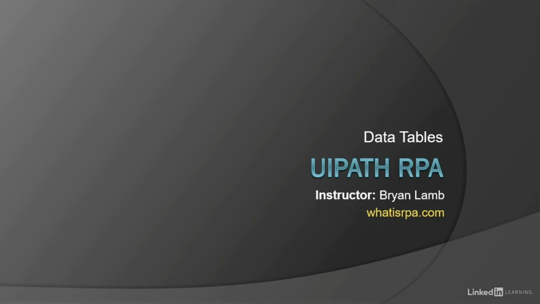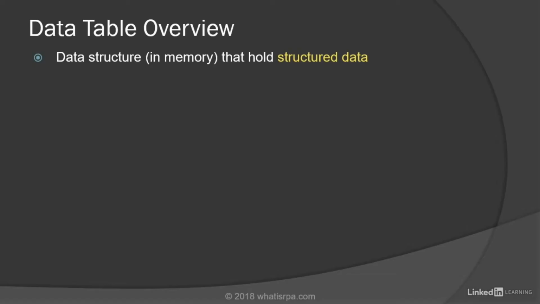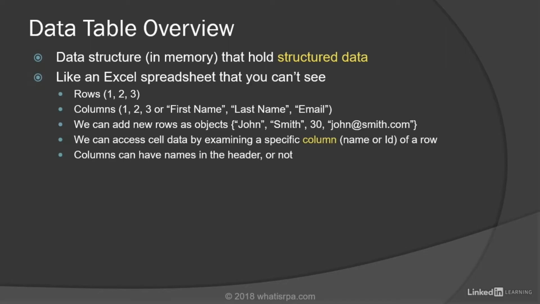Data tables are almost a backbone of robotic process automation. Almost every software robot you build will more than likely contain a data table. Data tables are simply data structures that live in memory, and they can hold structured data. And if you recall from my RPA overview course, RPA thrives on structured data. Essentially, they're like an Excel spreadsheet that you just can't see.